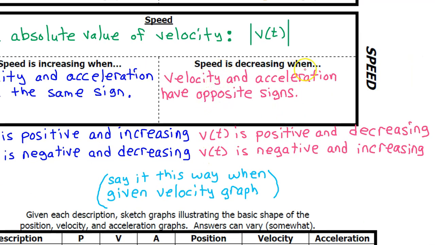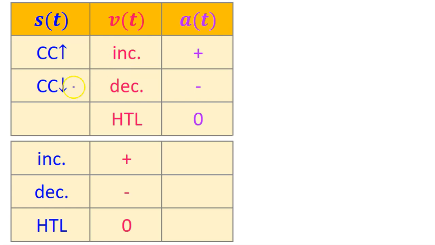Similarly, speed is decreasing when velocity and acceleration have opposite signs. If we are given the graph of velocity and we're not allowed to mention acceleration, we can say speed is decreasing because velocity is positive and decreasing, or speed is decreasing because velocity is negative and increasing. Make sure you have memorized this chart. You should be able to write it from memory on a piece of scratch paper or in the margin for your next test or quiz.